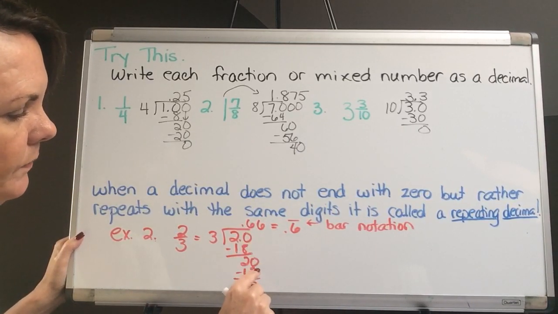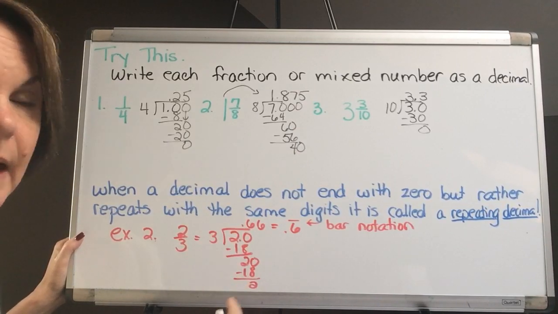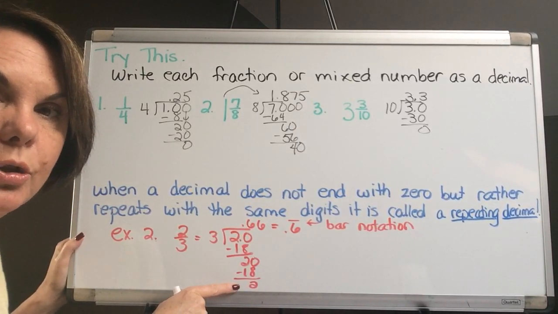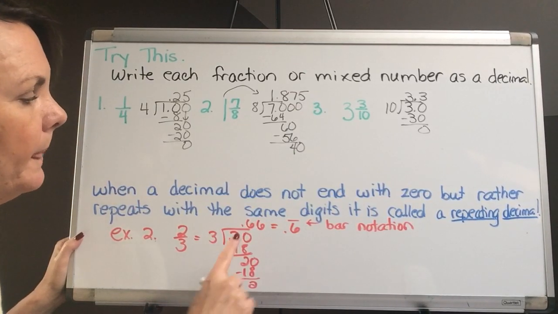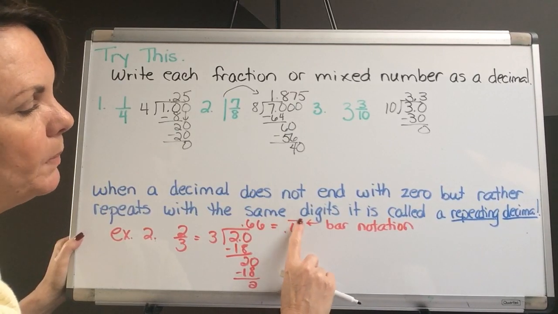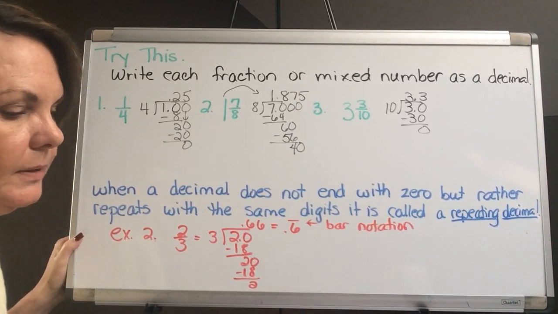Add another 0 and bring it down, and we do it again. 6 times 3 is 18. And you notice what's going to keep happening here is you're always going to get 2 as a remainder. So we write this, the digit 6 repeats, so I put a bar on top of the 6, and that's called bar notation.